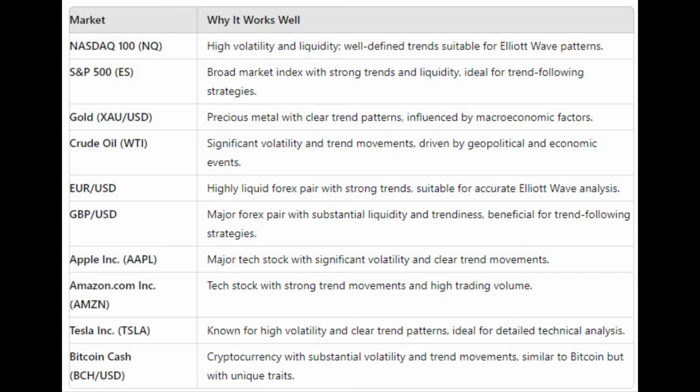But as you can see here, we've got Nasdaq 100, S&P 500, gold, oil, euro, GBP against the US dollar, Apple, Amazon, Tesla as stock. So really we're looking for liquidity, volatility and trendiness as the factors in what market could work nicely for this type of strategy. So there you go, backtesting and performance results so far looking pretty good.